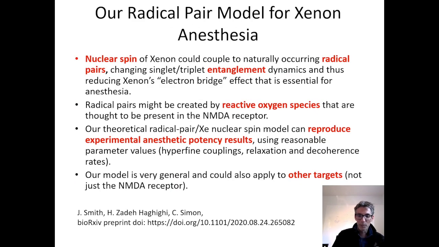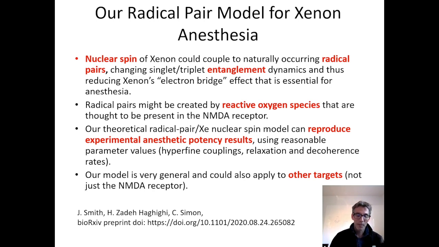So we looked at that in more detail, and we developed a radical pair model for xenon anesthesia that explains these observations that I mentioned. So both the isotope effect and the electron bridge effect from the previous paper. So in our model, the nuclear spin of xenon would couple to a naturally occurring radical pair. So this radical pair may have been created by, for example, reactive oxygen species, for example, in this NMDA receptor, or like I said, maybe in the proximity of other targets.